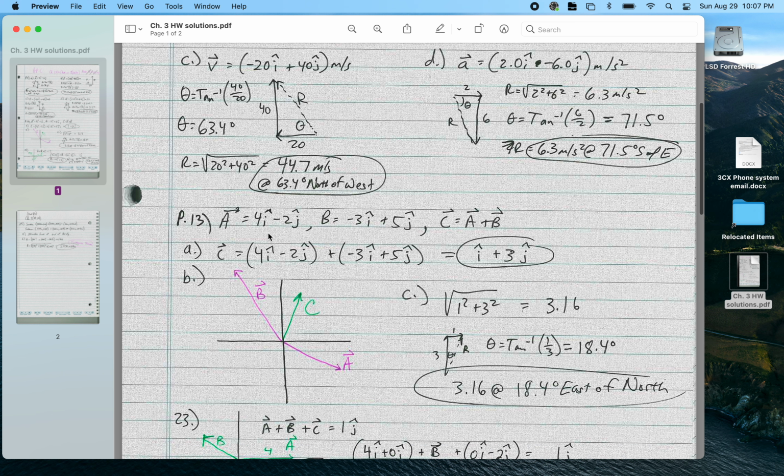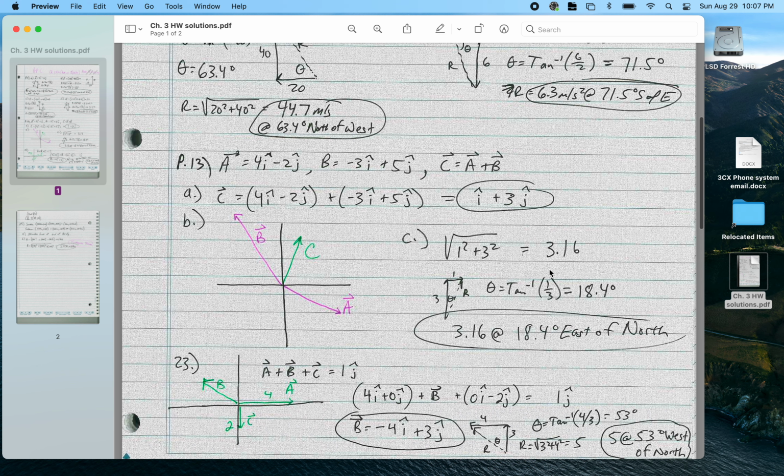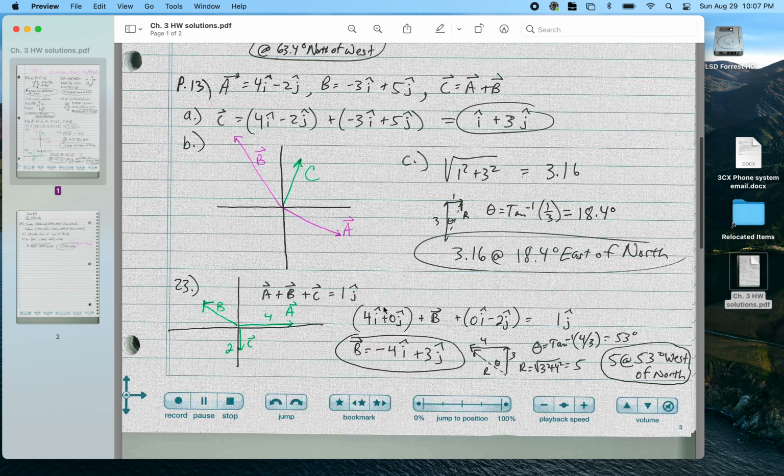For 13, it gave you vectors A, B. It asked you to figure out vector C in components. So 4i plus negative 3i is i. Negative 2j plus 5j is 3j. So that's the answer in component form. To get the magnitude, it was 3.16. And then I try to draw these on an axis. Again, my notebook is not one with quadrille rule, so it's a little bit annoying.